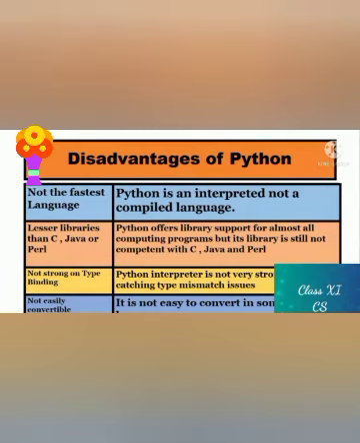Also, Python is not easily convertible. It is not easy to convert into some other languages. So, that is not easily convertible. Python is not easily convertible into some other languages. These are some of the disadvantages of Python language.